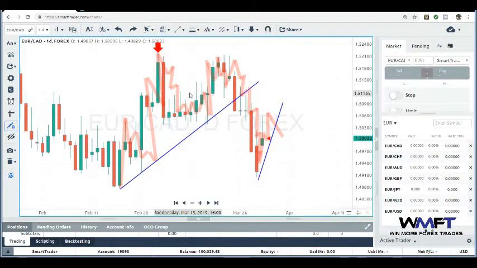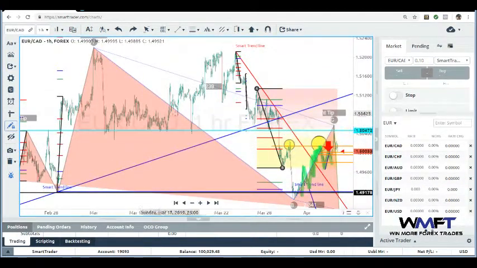It does look kind of clustered, but let's go ahead and jump down to the 1 hour time frame so you guys can see exactly what I'm talking about here. So we go to the 1 hour time frame.